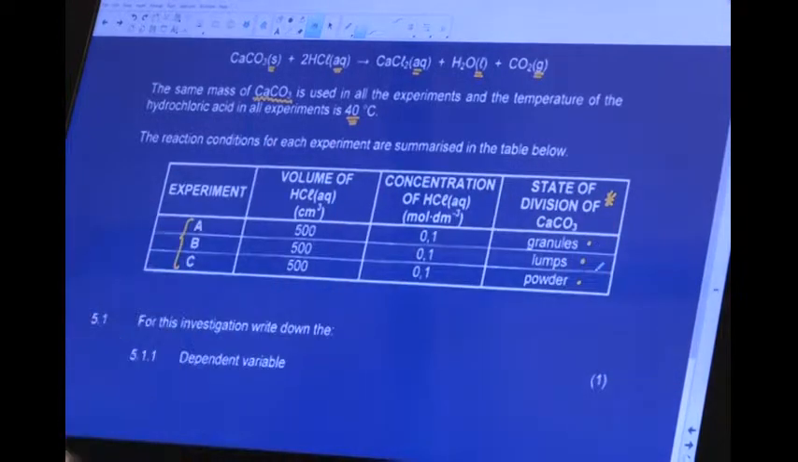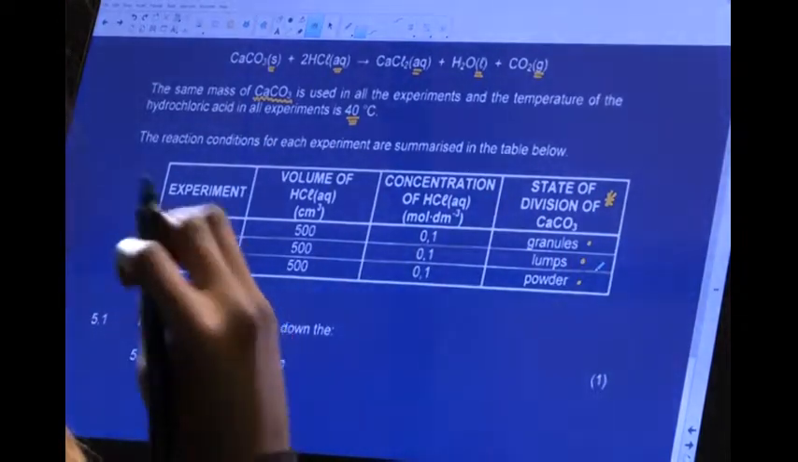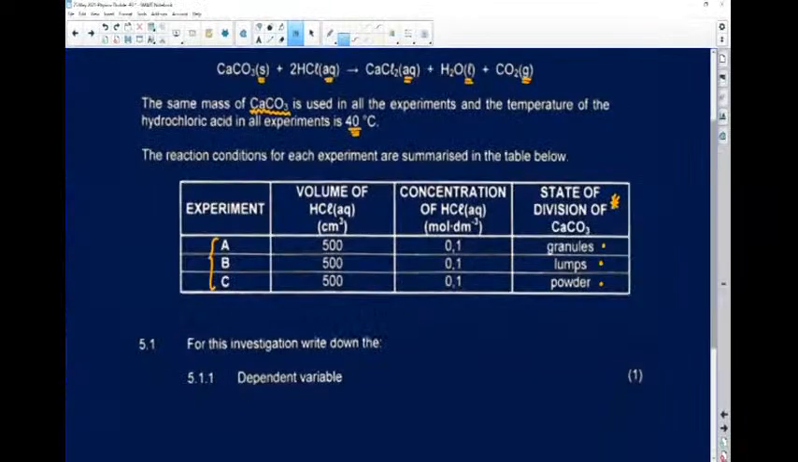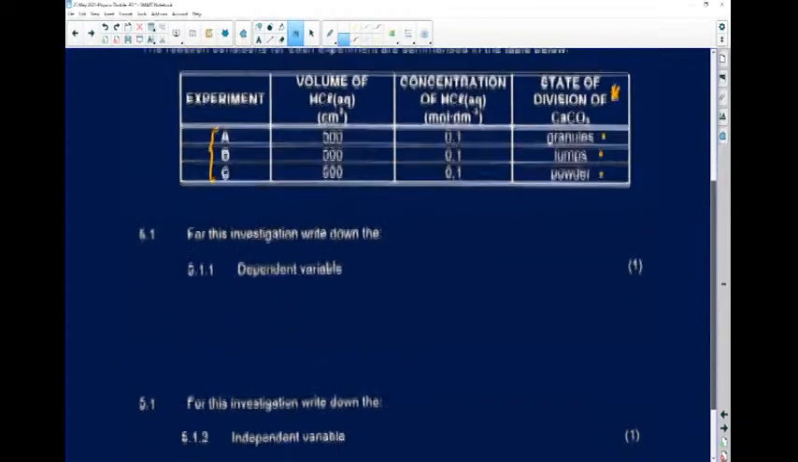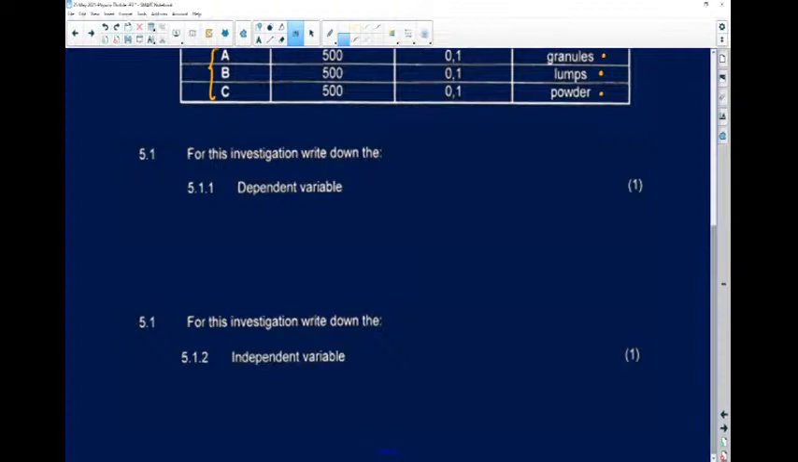Now remember, from grade 11, we know that when we're talking about the rate of the reaction, the state of division of a substance does affect the rate of the reaction. If something is a solid lump and if something is in a powder form, there is a different rate of the reaction. It's all about effective collisions per unit time. It must go faster. So for question 5.1, for this investigation, we are told to write the dependent variable.